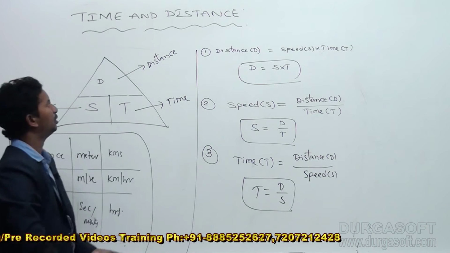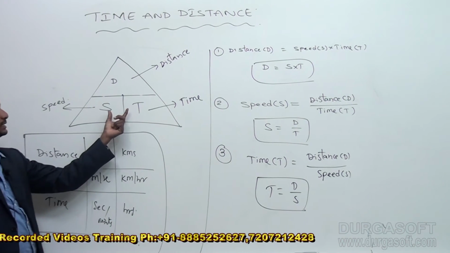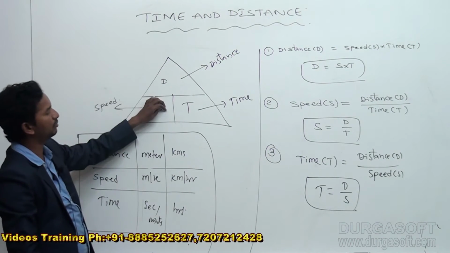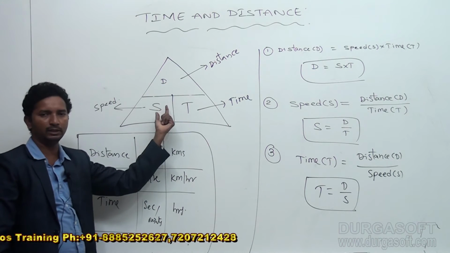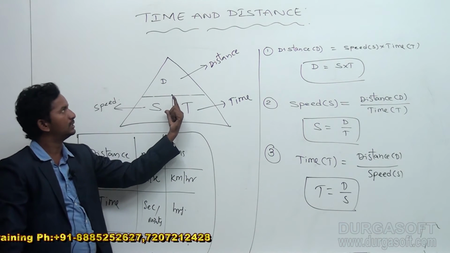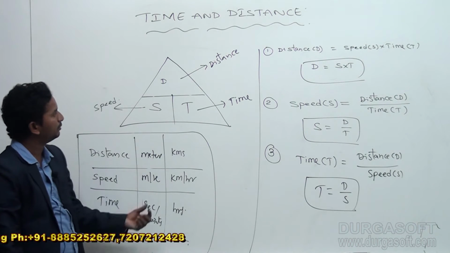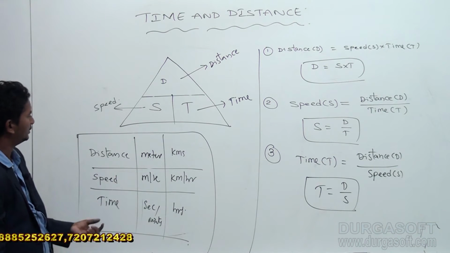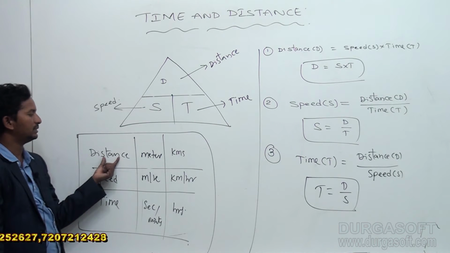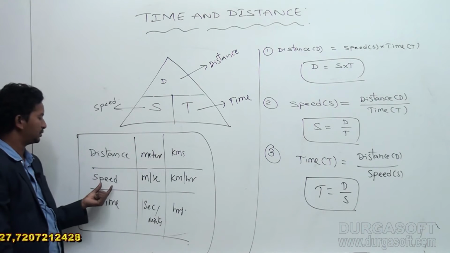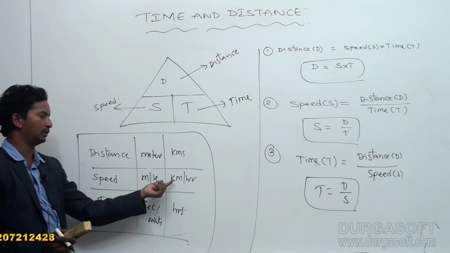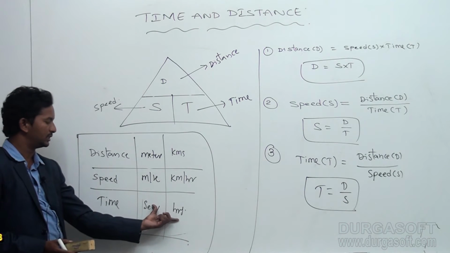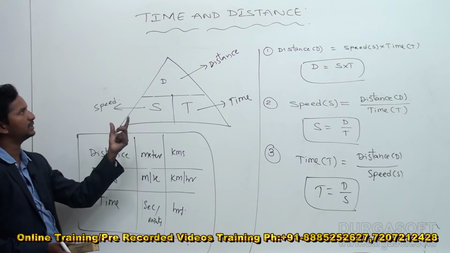These three formulas are the principles for solving time and distance problems. In these three formulas, if any one is constant, maybe distance, speed, or time, you can find the other variable. Based on the three formulas you can derive a number of questions. One more important point: distance is in meters or kilometers, speed must be meter per second or kilometer per hour, and time is always seconds, minutes or hours. So this is the total relation in time and distance.